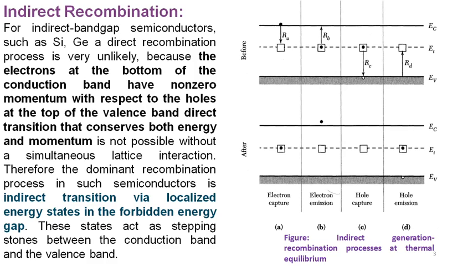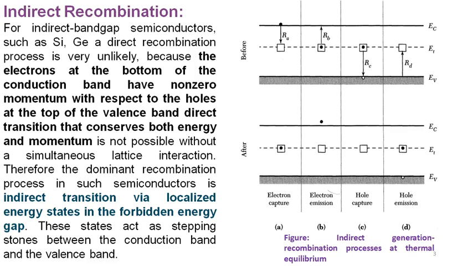Then here it is showing how the recombination happens. In figure A there is an electron capture, before and after. If illumination or energy is provided, then electron capture and electron emission occur, from the valence band to the conduction band, and also hole capture and hole emission, which is in your valence band.